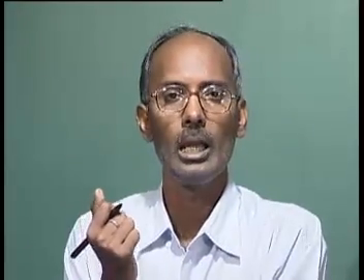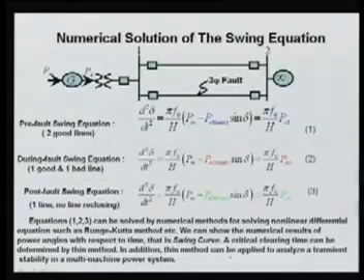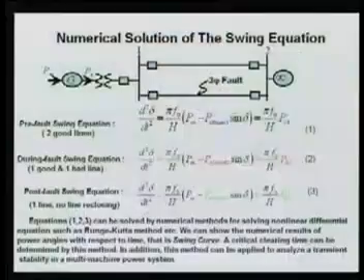But that is not only our concern. We want to know what the system behavior is during that period, meaning what the speed deviation is, how speed is changing, and how delta is changing. That is also required, and for that we have to solve the differential equations for the different intervals. So this is the numerical solution to the swing equations.